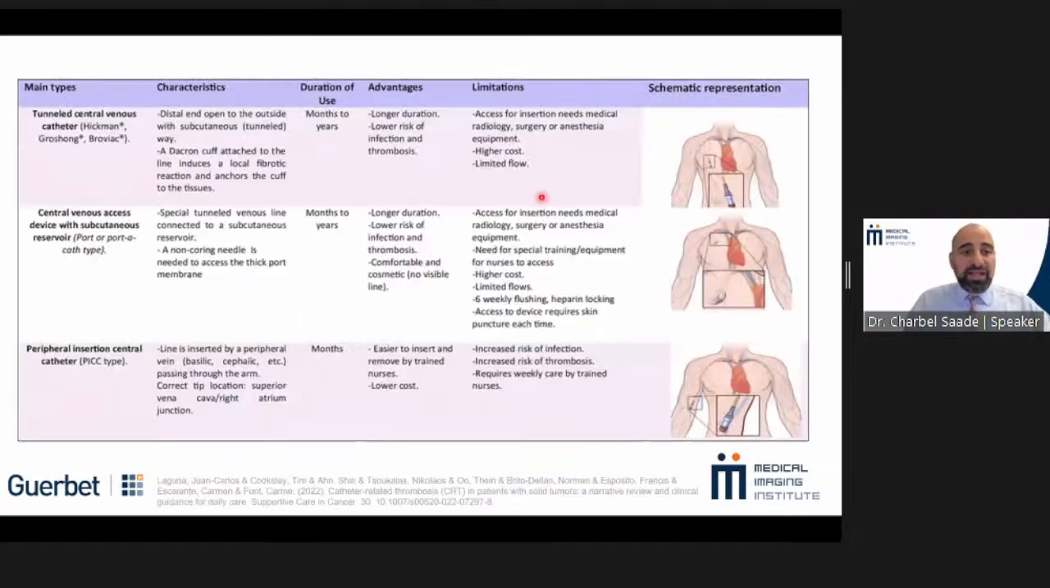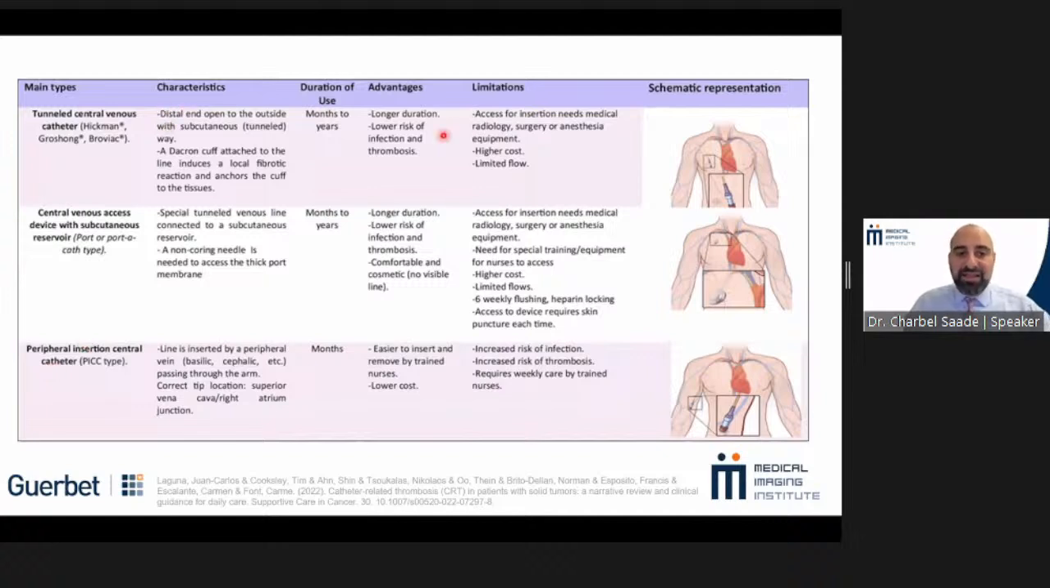And so when you're looking at the types of catheters, there are a few types. There's the tunneled central venous catheter, also known as Hickman's, Groshong, or Broviac. Okay, you have the central venous catheters, which is subcutaneously implanted. So again, we'll go through that in more detail. And then you have your PICC, or your peripherally inserted central catheter.